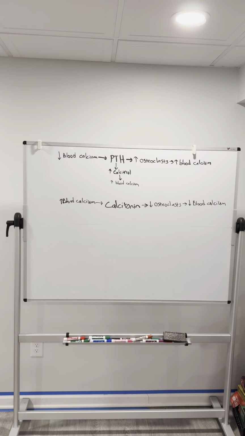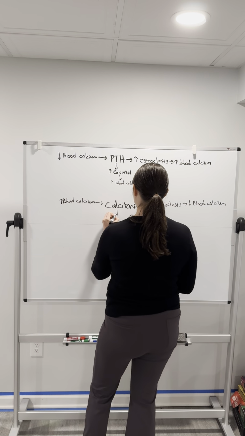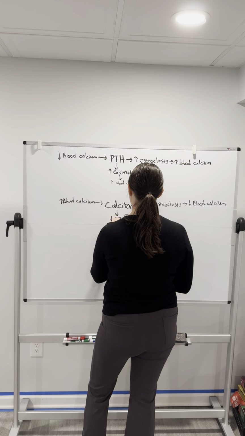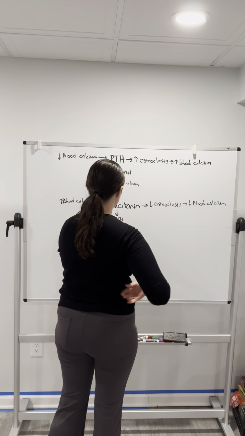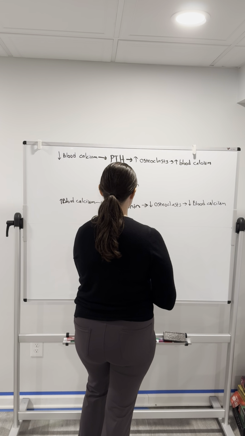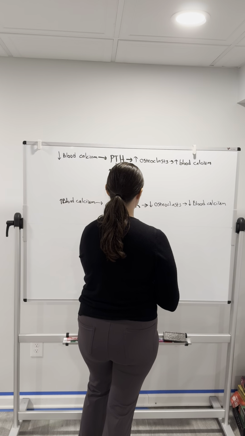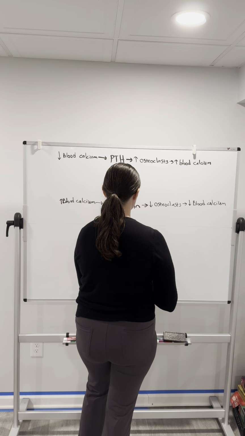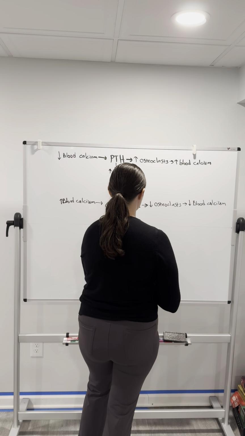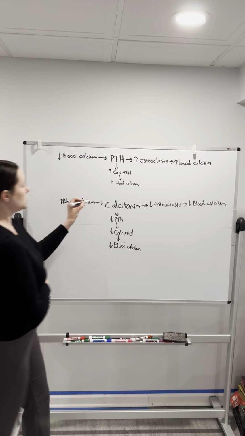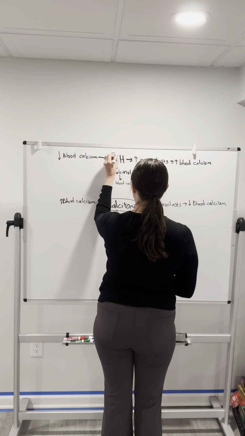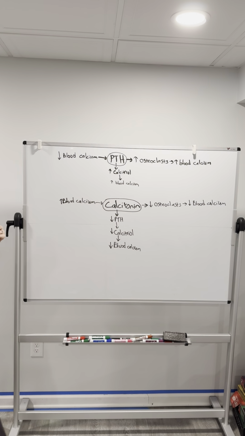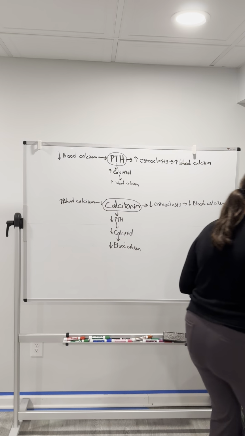It also decreases parathyroid hormone. So parathyroid hormone is no longer being produced, which would therefore decrease calcitriol being produced by the kidneys, and that would decrease our blood calcium levels. So these two hormones, calcitonin and parathyroid hormone, work oppositely to each other, but they also work together to help maintain the proper blood calcium levels and proper building back up of bone.